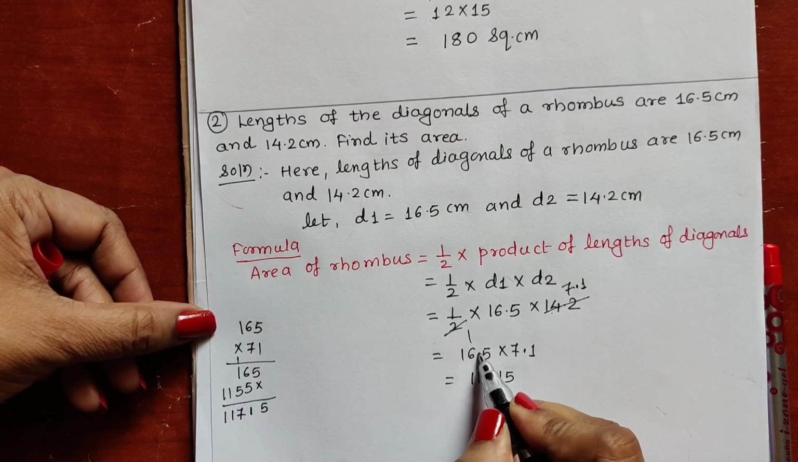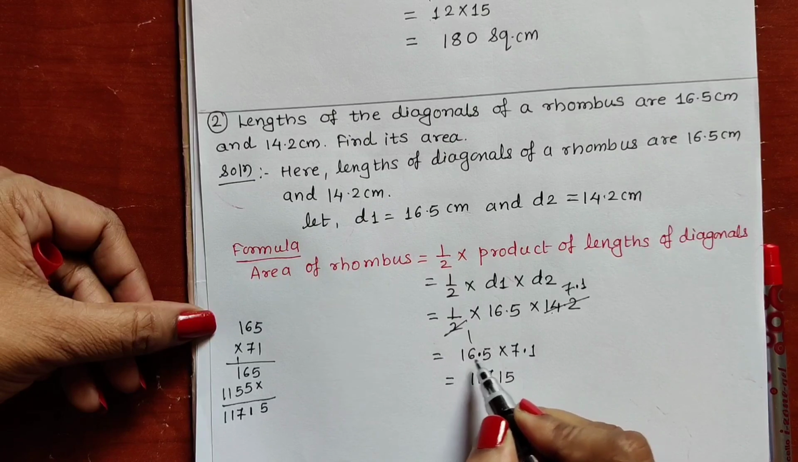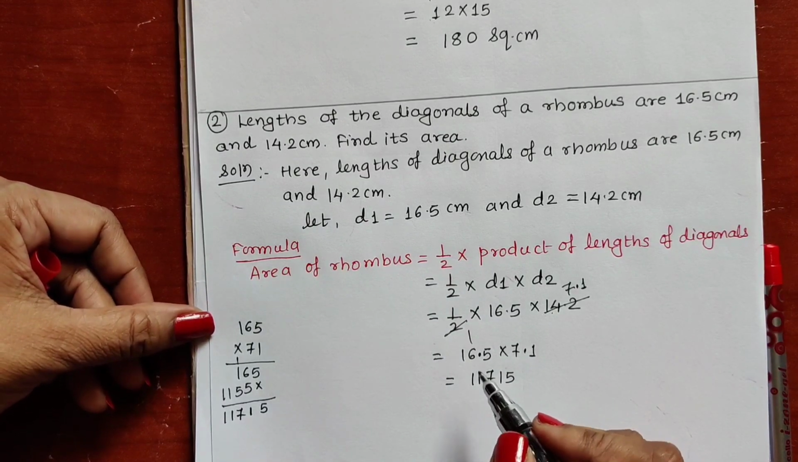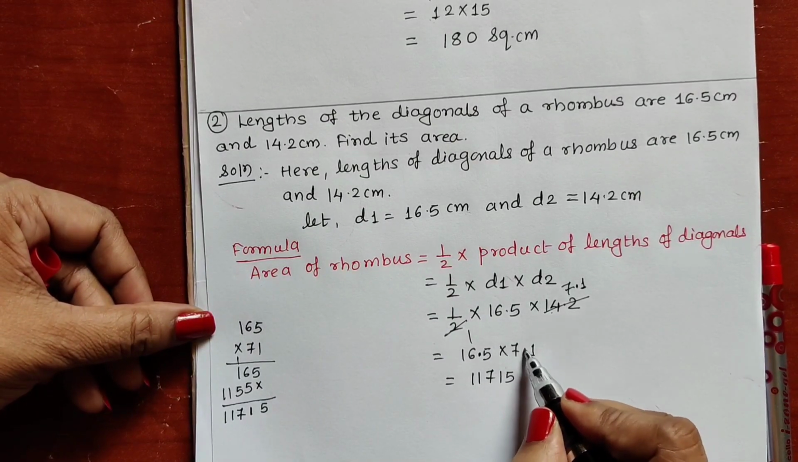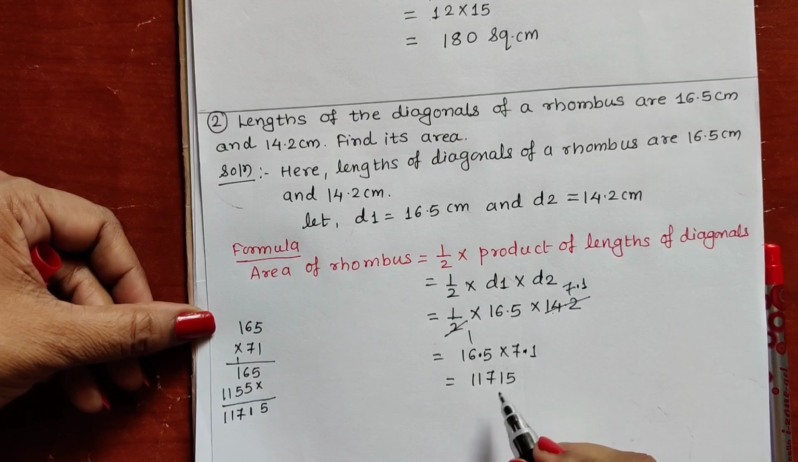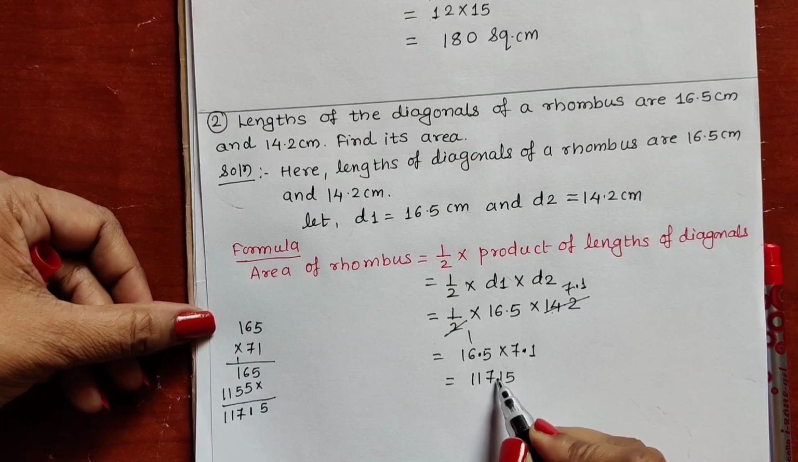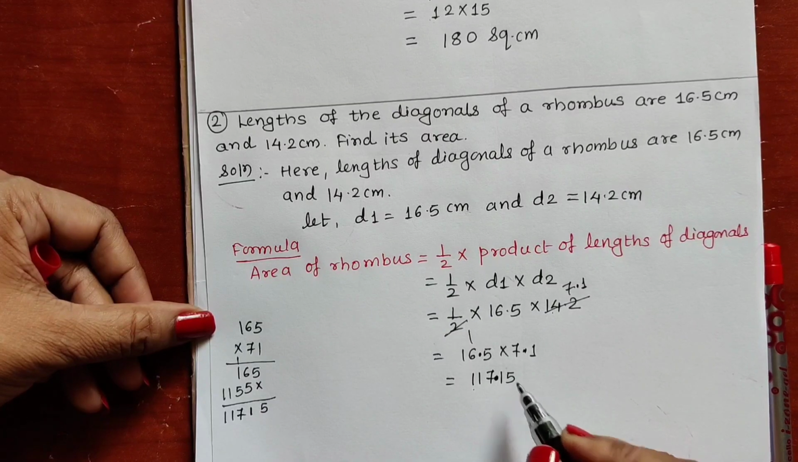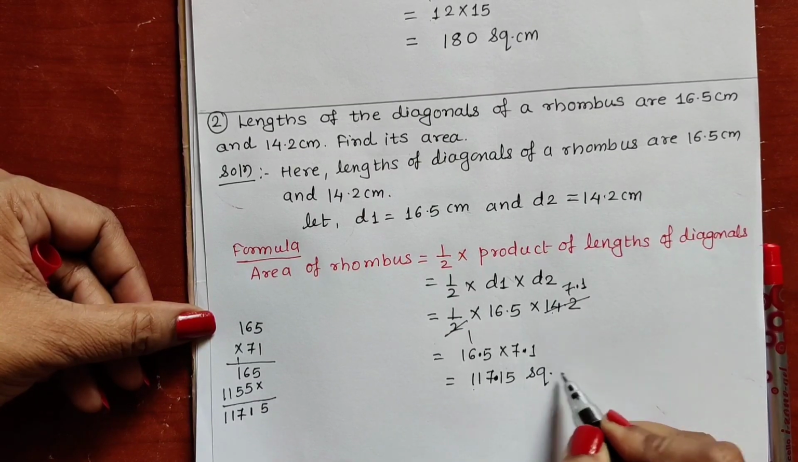Now see children, in this number also after point 1 digit is there, in 16.5 also, and in 7.1 also after point there is 1 digit. So in answer there should be 2 digits after point. So I have to put the point here, 117.15 square centimeter.